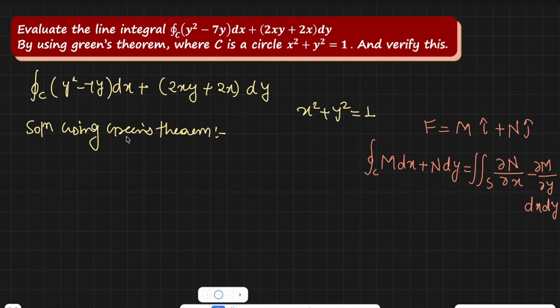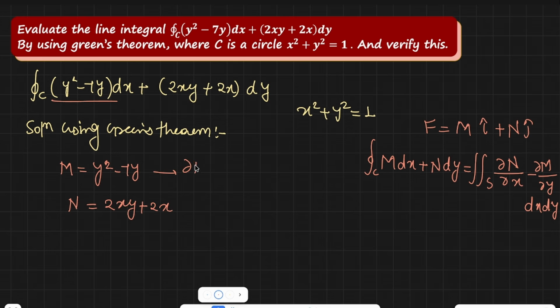So simply you apply. So what is your M here? So from here, M is equal to 2x, this is your... sorry, this is N, I made a mistake. The coefficient of dx is your M. So M is y square minus 7y, and here N is 2xy plus 2x.